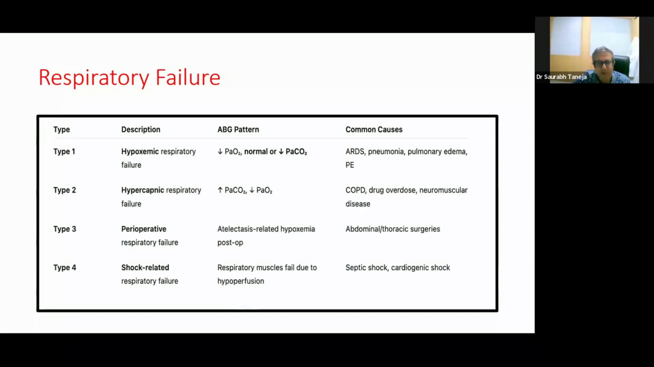Type 3 is perioperative respiratory failure, which is atelectasis-related hypoxemia post-op, mostly in abdominal and thoracic injuries or surgeries. Then there is shock-related respiratory failure. In septic shock and cardiogenic shock, the respiratory muscles fail to act in a proper way due to hypoperfusion from the shock. So most common are type 1 and type 2, and we'll be talking about that. Next slide.